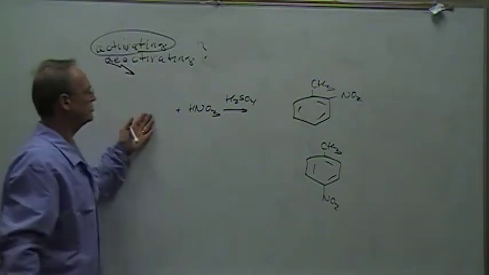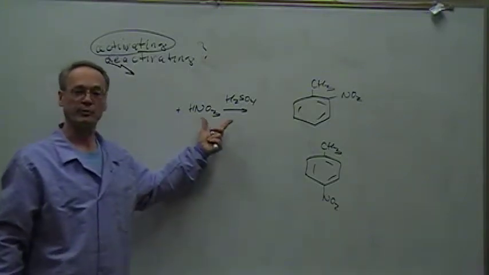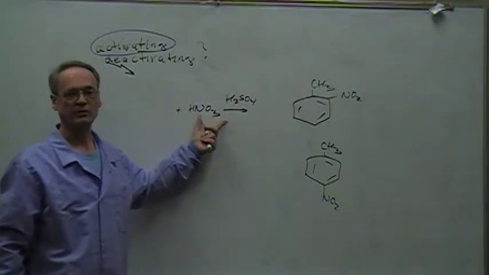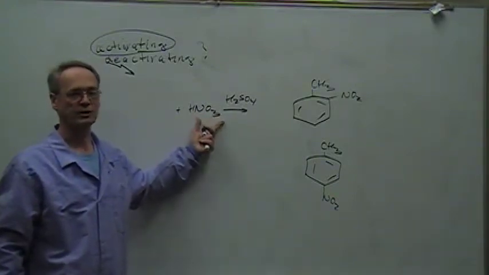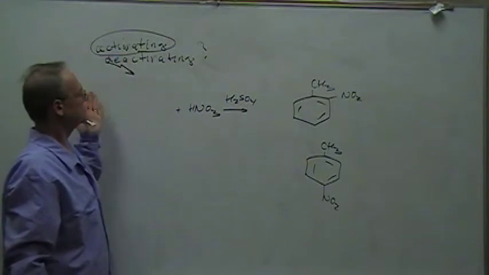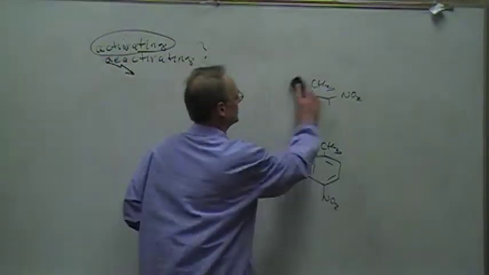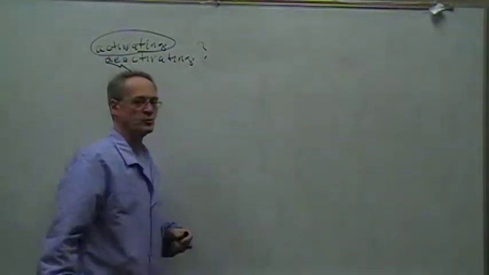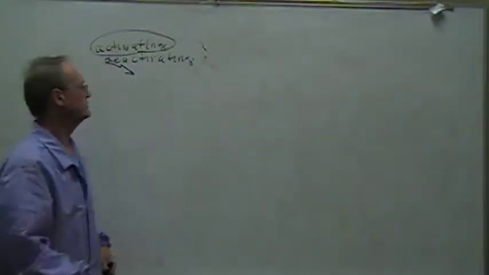And by the way, that would be true if we're doing nitration. It would also be true if we're doing sulfonation, Friedel-Crafts alkylation, Friedel-Crafts acylation, or halogenation. It's still activating and it's still an ortho-para director. So it doesn't matter what the reaction is, it matters what the group that's already on the benzene ring is. Okay? So let's do another example.